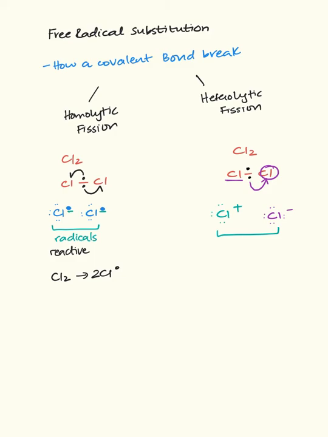One more thing: whenever there is homolytic fission, a molecule undergoes homolytic fission in the presence of UV light and splits into radicals. You just have to remember homolytic fission for free radical substitution, because radicals are only possible with homolytic fission. In heterolytic fission, there is no radical formation, right?